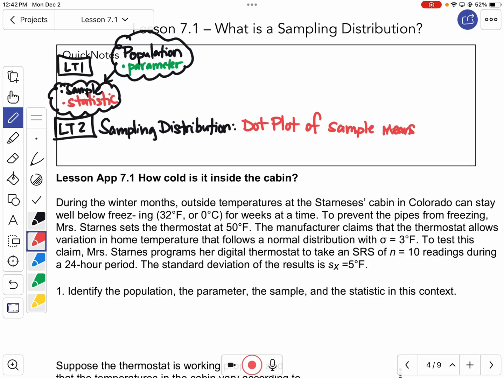All right, so the dot plot of sample means. We'll use our applet to help us do that if we need to, which is the one quantitative variable, single group.